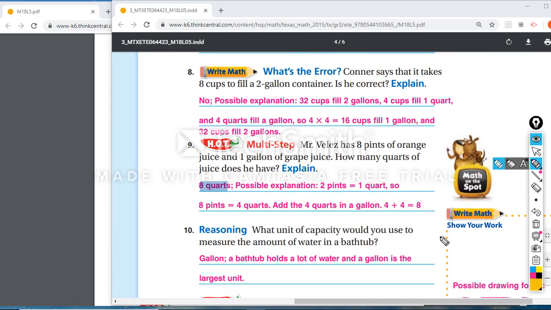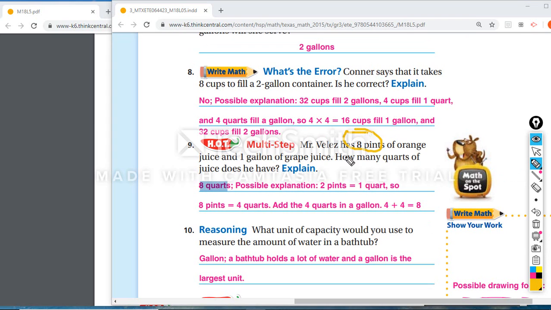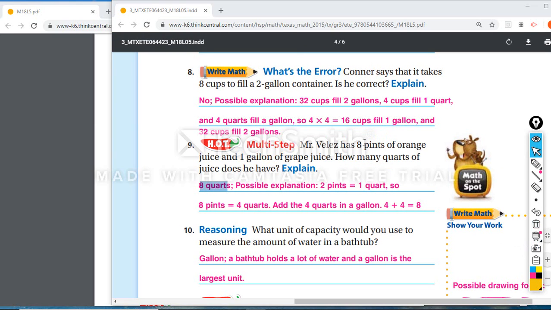The key here is changing this to quarts and changing this to quarts, and then adding those two. That's the key. If you follow that rule, just determine what they give you and what they're asking from you, and then convert what they give you into what they're asking for. They're going to mix it up, so just be patient, okay? That's the key.